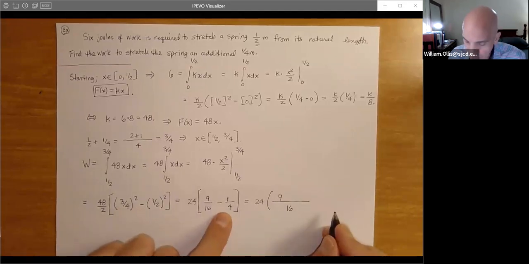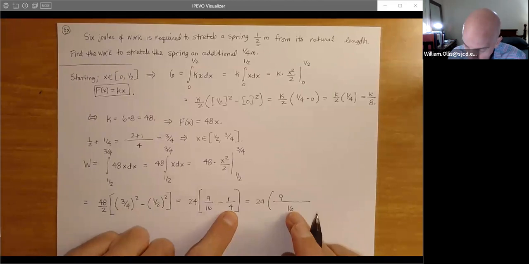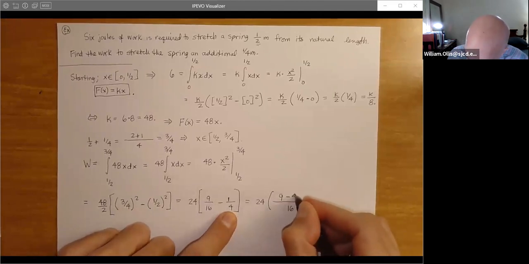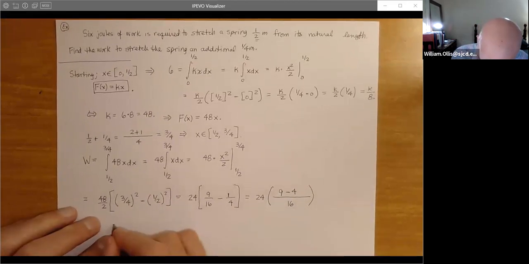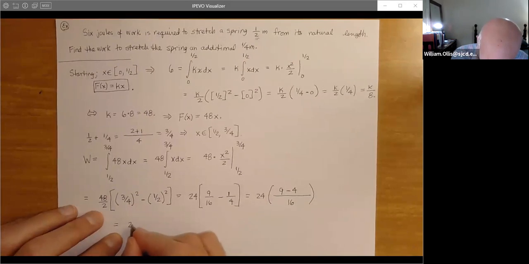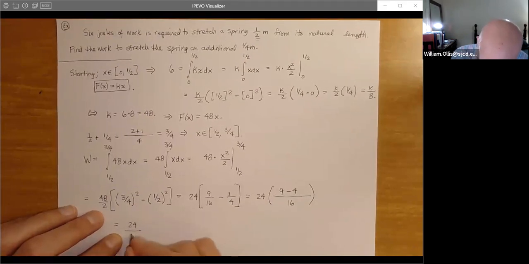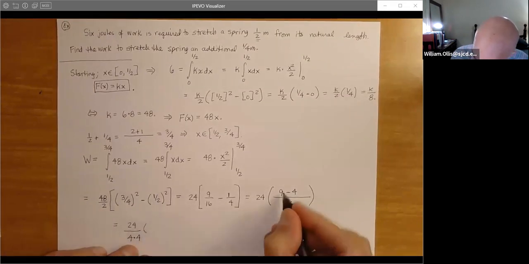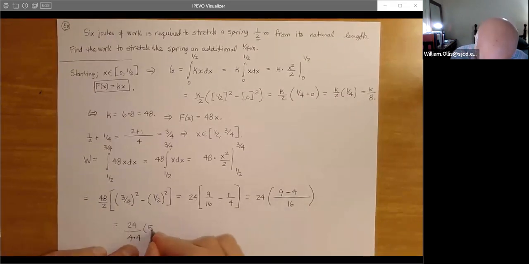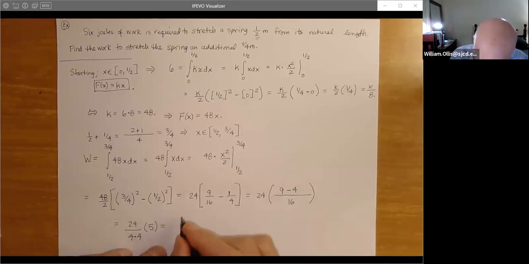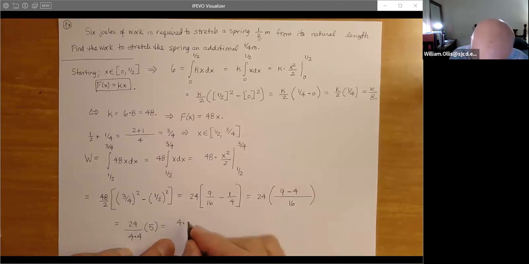And then, of course, these are easy numbers. So we just have a 4 here, so we have a minus 4 here. So we have 24, 4 times 4 for the 16. And of course, 9 minus 4 is 5. So this gives us 4, in this case, times 6.